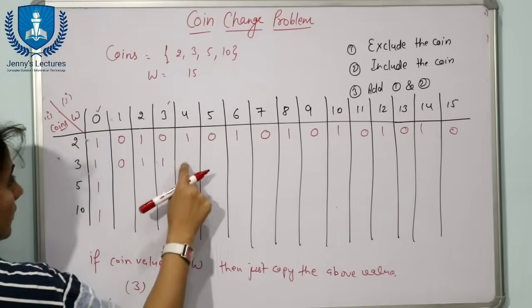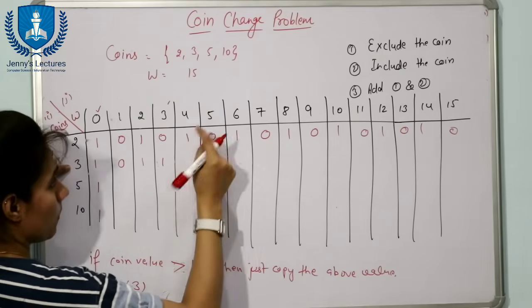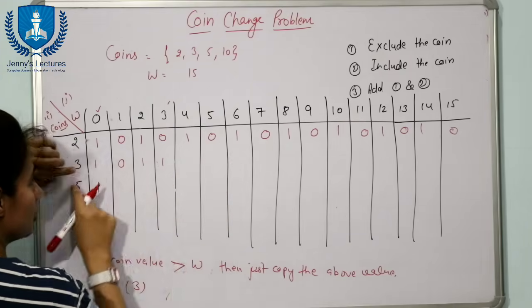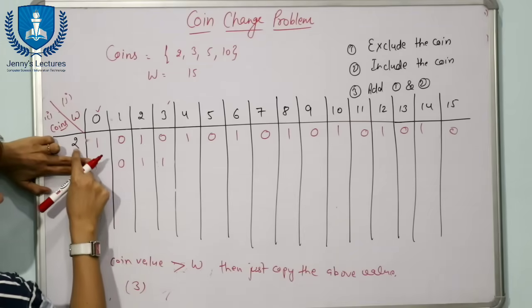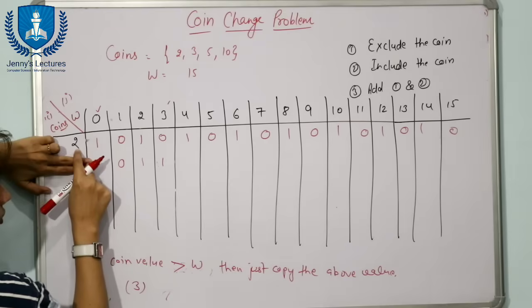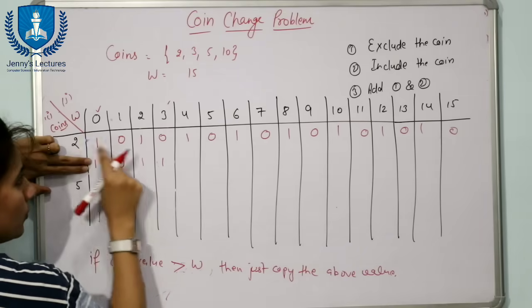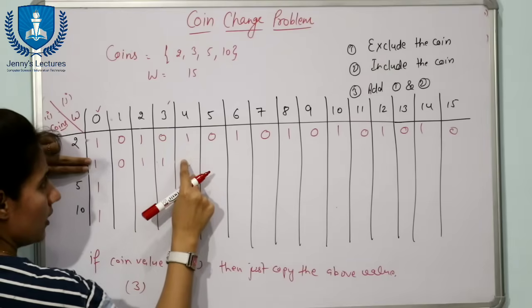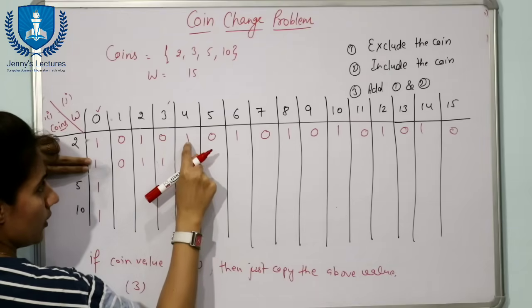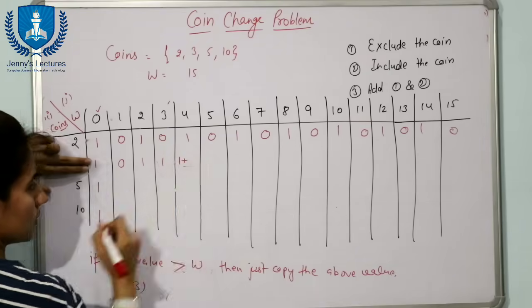Fine. For this one, first way is exclude this coin. Exclude this coin, then you have only the coin of denomination 2. So we will just check. You are calculating for this cell, so you just check the upper value 1. You will write 1 plus.